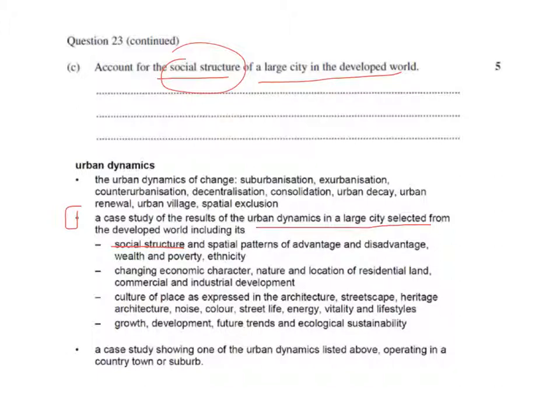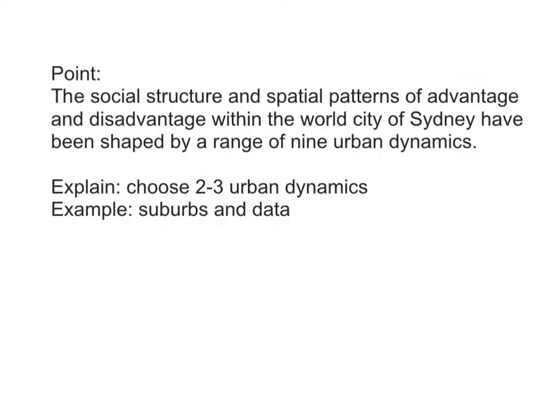So spatial patterns of advantage, disadvantage, wealth, poverty, ethnicity. So you're going to be having to look at some urban dynamics in here and focus on this little section. So I've written a little topic sentence. My point, the social structure and spatial patterns of advantage and disadvantage within the world city of Sydney have been shaped by a range of 9 urban dynamics. I've used the term world city there because it does come from the urban places unit prior. That there comes from the question, so I've reworded the question, then this is from the dot point, and then this also is from the dot point.